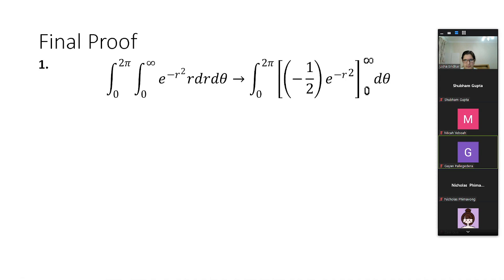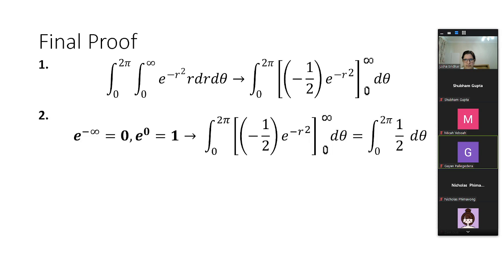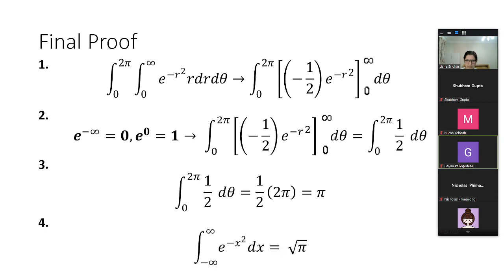Integrating, we get minus 1/2 times e to the minus r squared, evaluated between the bounds of 0 and infinity. Expanding this, e to the minus infinity becomes 0, and e to the 0 is obviously 1. So this leaves us with minus half, which then becomes a half. Half theta from 0 to 2 pi becomes half times 2 pi, which leaves us with pi. Finally, applying the root, we finalize a proof to give us the Gaussian integral.